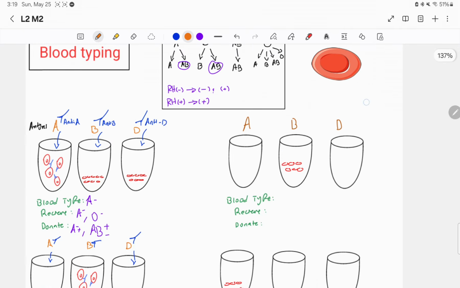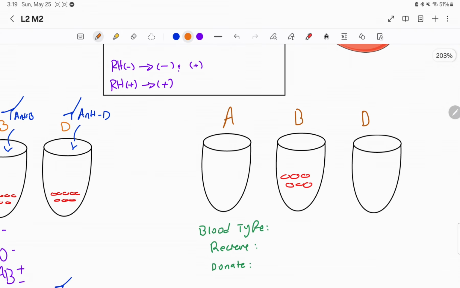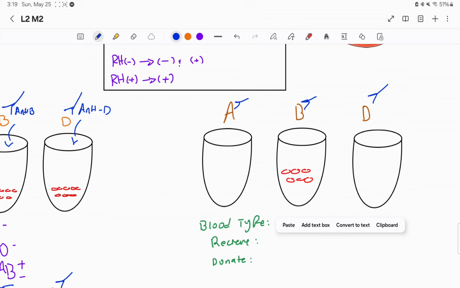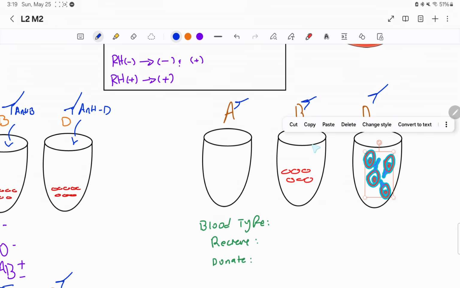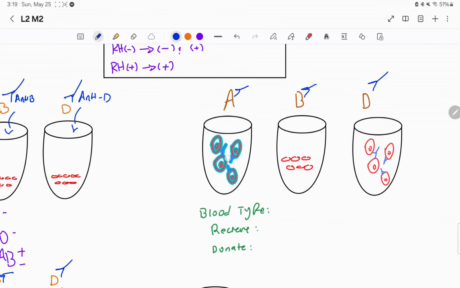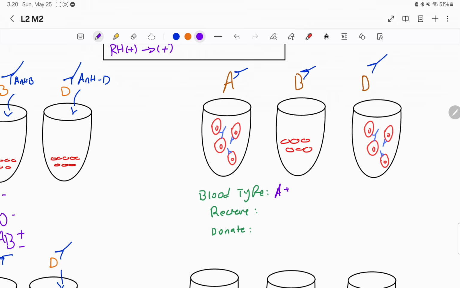Alrighty, let's say a new vial: A, B, and D. I go out and buy antibodies for D, for B, and for A. What happens? Immune reaction only occurs in D and A, which means this guy is only A positive. Who can this guy receive blood from?